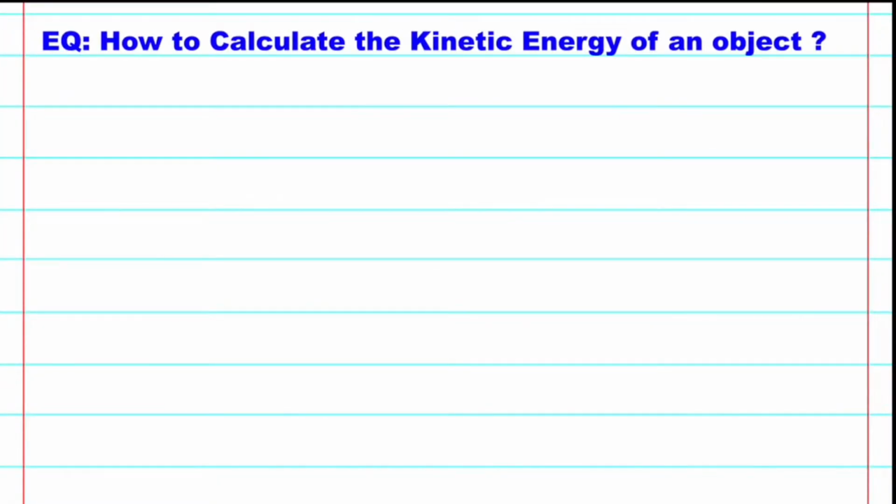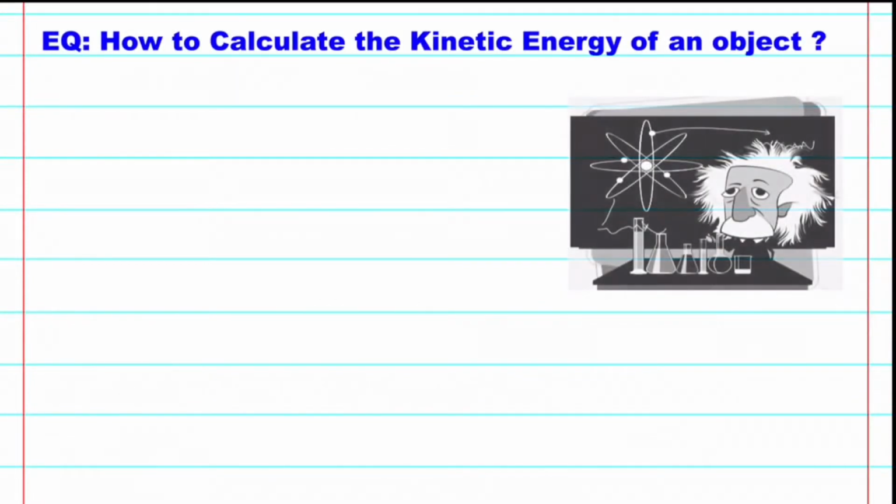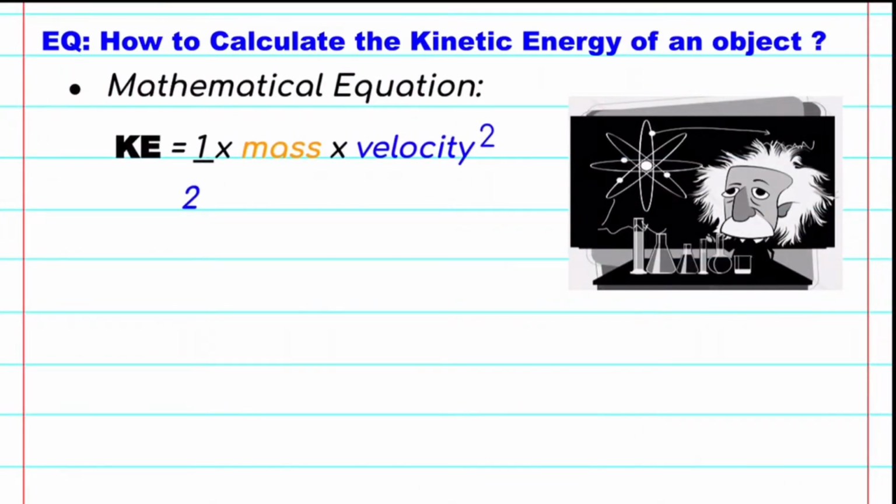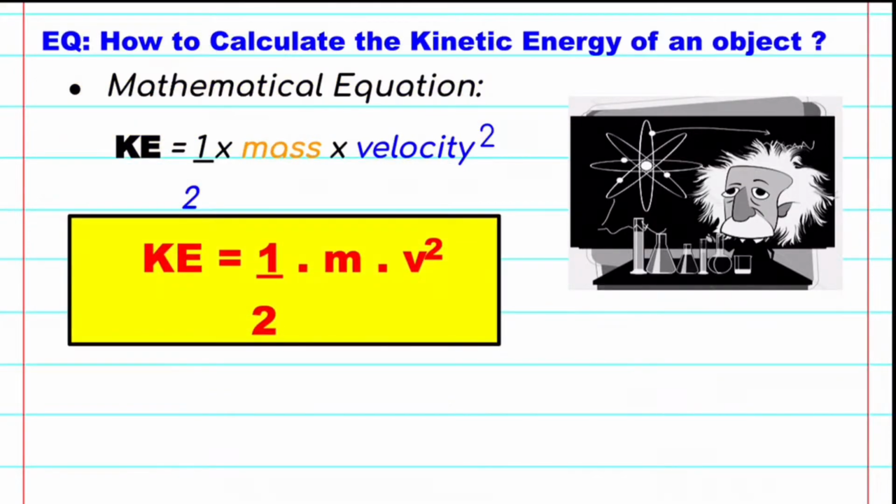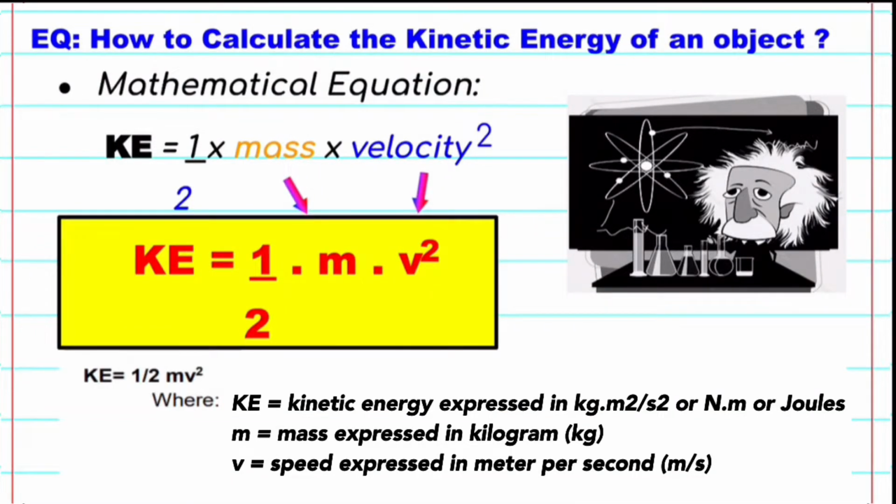Essential question number 3. How to calculate the kinetic energy of an object? Let us have this mathematical equation. Kinetic energy is equal to 1/2 times mass times velocity squared, or KE = 1/2 mv², where KE is expressed as kilogram meter squared per second squared, or newton meter, or joules.